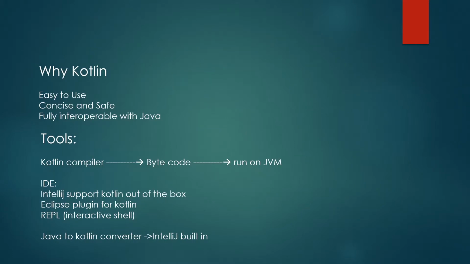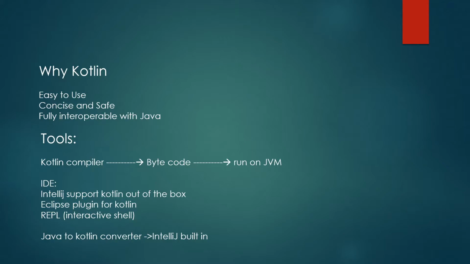Now we'll talk about why Kotlin. Kotlin is easy to understand and use. Also, Kotlin is very concise. That means if you write a program in Java, it is very verbose. The same thing we can achieve in Kotlin with fewer lines of code. And also, Kotlin is safe and you'll never get a null pointer exception in Kotlin. And it is also fully interoperable with Java.